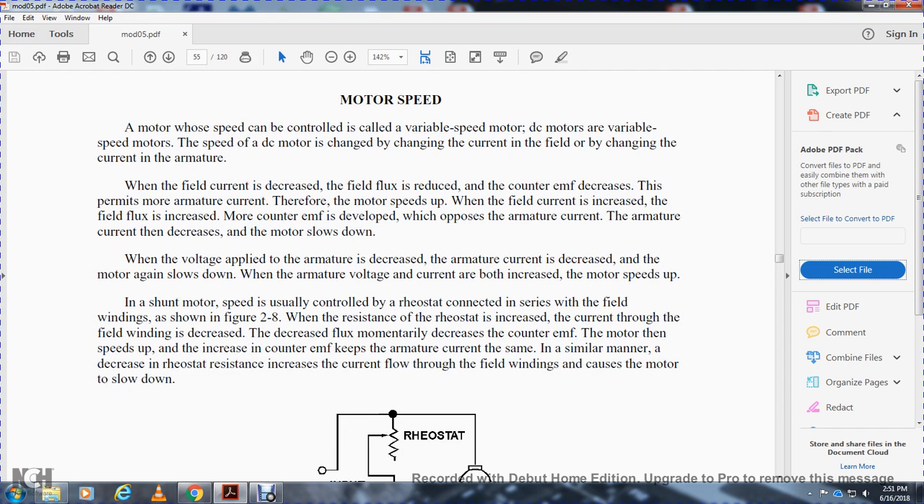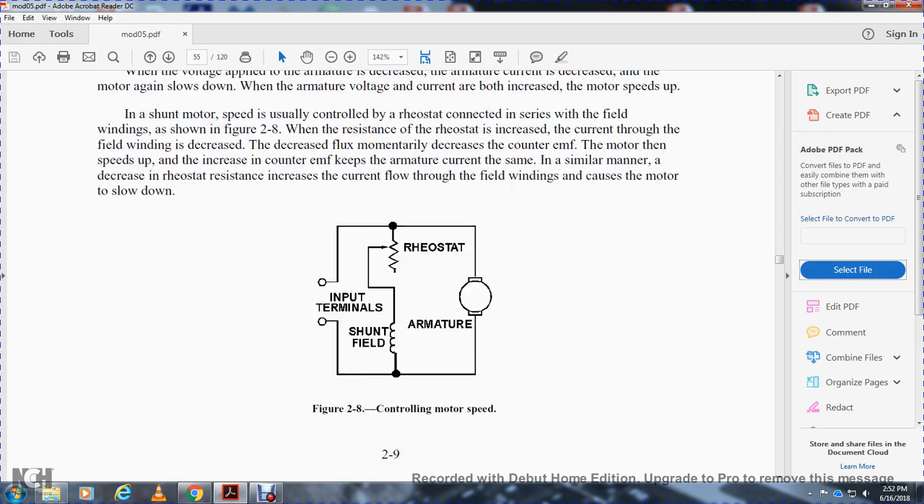In shunt motors, speed is usually controlled by a rheostat connected in series with the field windings, as shown in figure 2.8. When the resistance of the rheostat is increased, the current through the field winding decreases, decreasing the flux momentarily. This decreases the counter EMF of the motor, which then speeds up to increase the counter EMF, keeping the armature current the same. In a similar manner, a decrease of the resistance, or an increase of the current flow through the field windings, causes the motor to slow down.